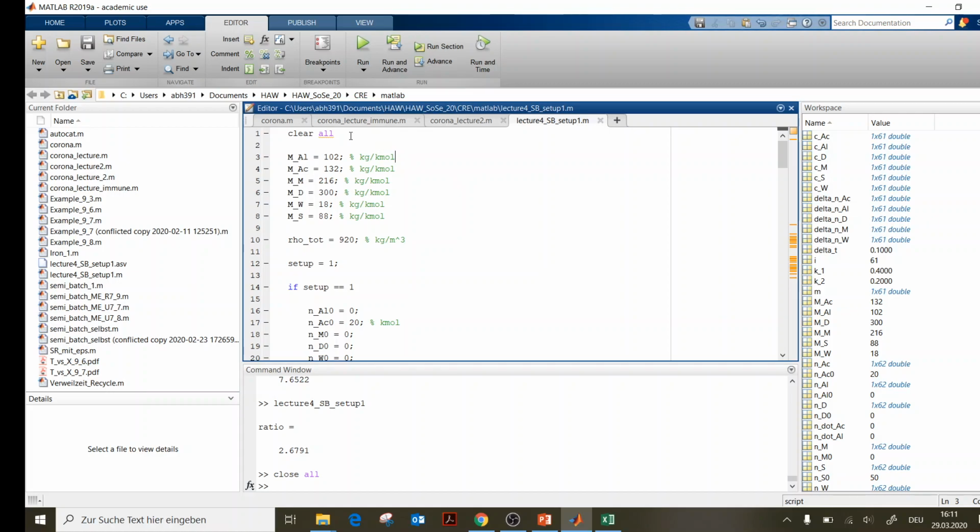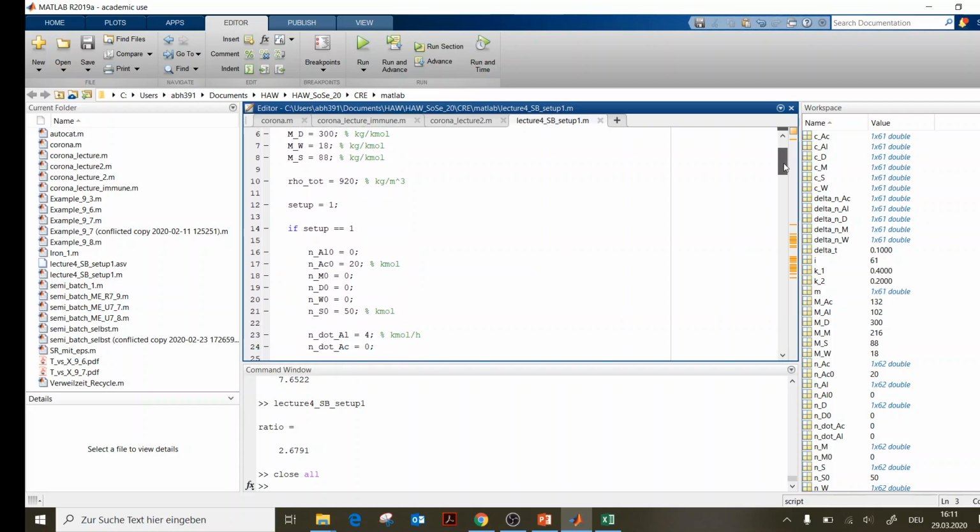First I said clear all, like always, to make sure that you don't have some old results stored in your variables. Then I put in all the molecular weights. Then I put in the density, and then I said, okay, which setup am I using right now? So setup, I put it to 1, and then I defined, for setup 1, that my alcohol concentration should be 0, and I only start with the concentration of the acid and the solvent, and all the others are 0.